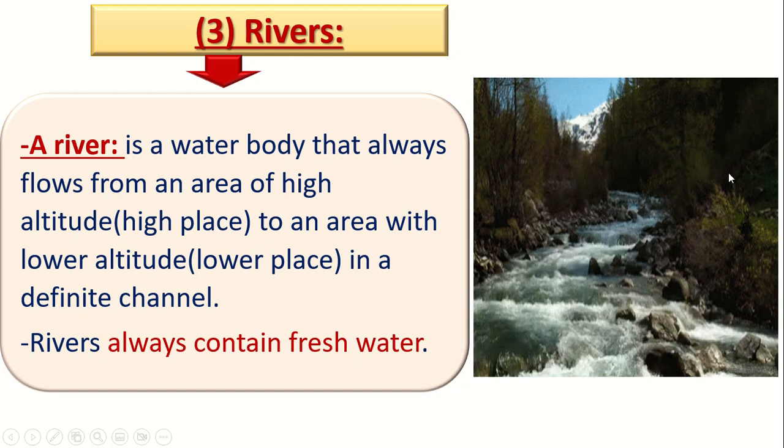Again, what is the river? It's a water body that flows from high altitude to low altitude in a definite channel. Okay, what about the type of water in rivers? Of course, rivers always contain fresh water.